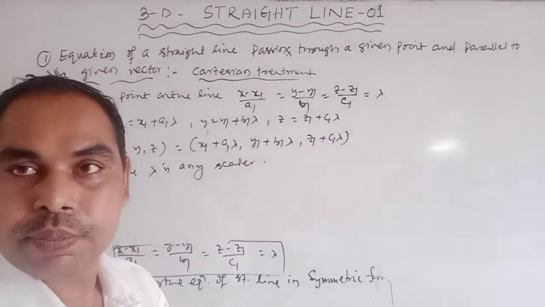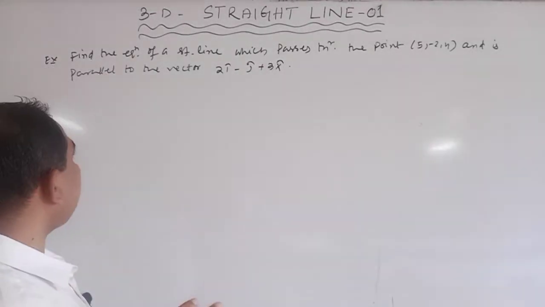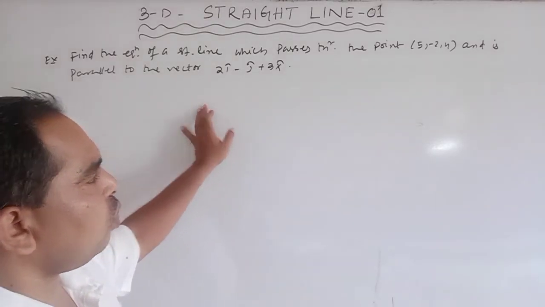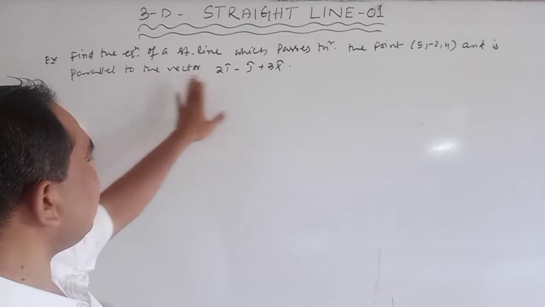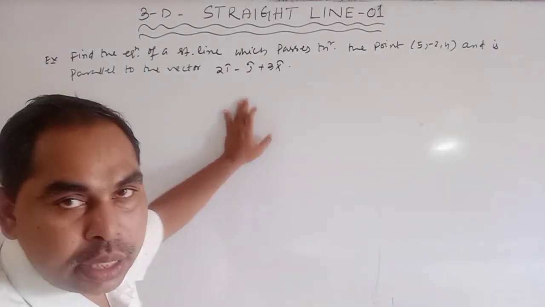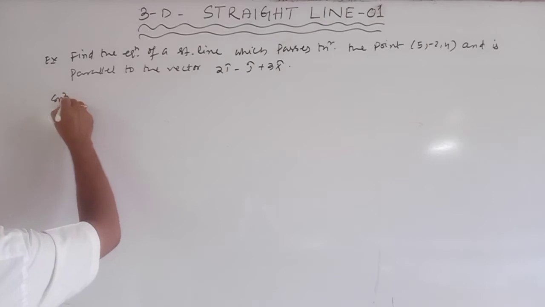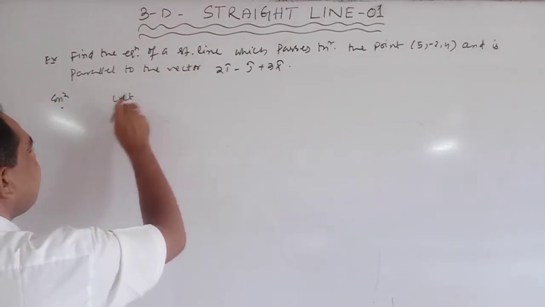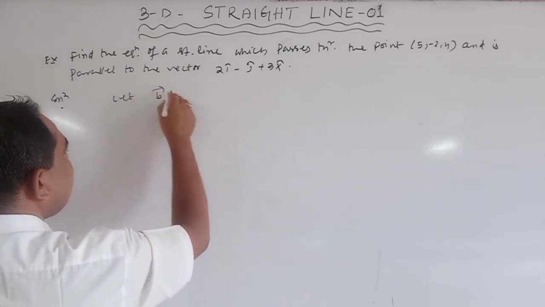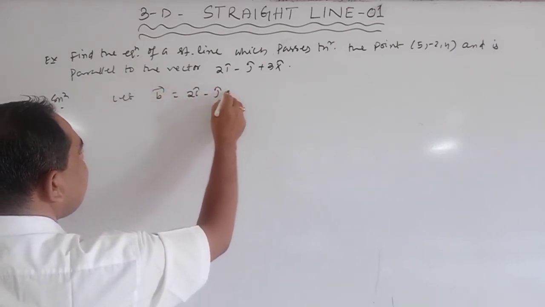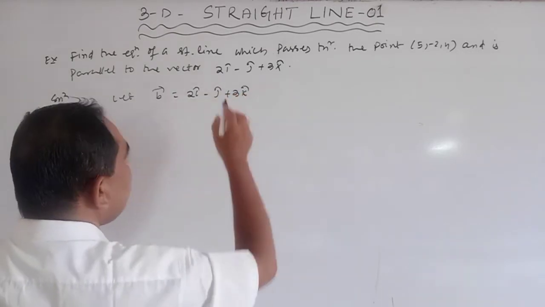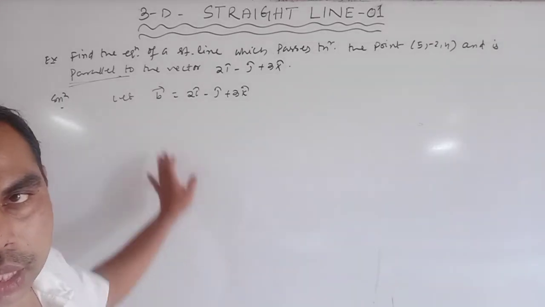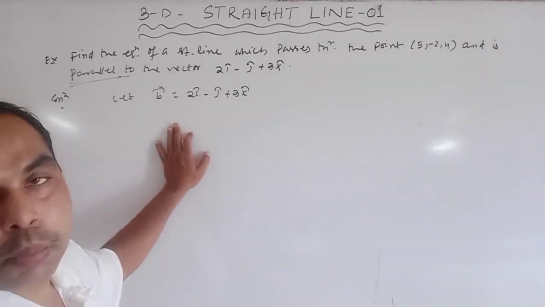Okay, there is a question: find the equation of a straight line which passes through the point 5, minus 2, 4 and is parallel to the vector 2i minus j plus 3k. The solution: let b vector be equal to 2i minus j plus 3k. The line is parallel to the given vector, so b vector is 2i minus j plus 3k.